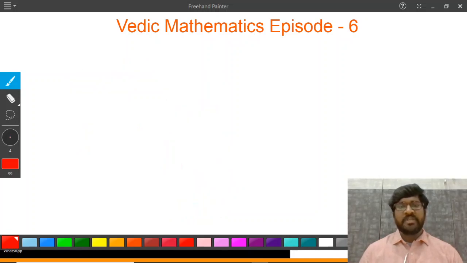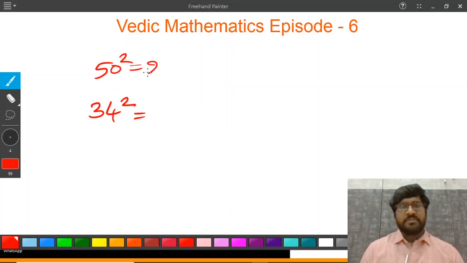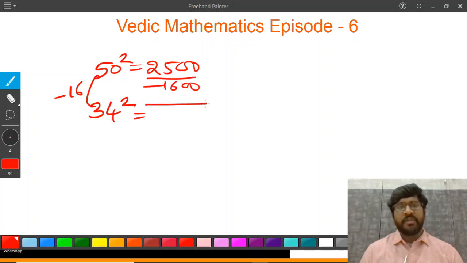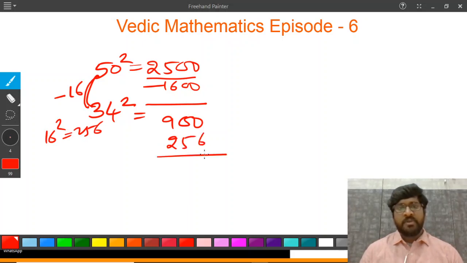I'll explain with one more example. This time I want to find 34 square. Now consider 50 square, which we all know is 2500, and if I compare 34 with 50, it is 16 less. Since it is 16 less, I should take out 1600 from this. So if I take out 1600 from 2500, remaining 900. As this is 16 less, 16 square is 256. That I should add to this number. So if I add these two, answer 1156.